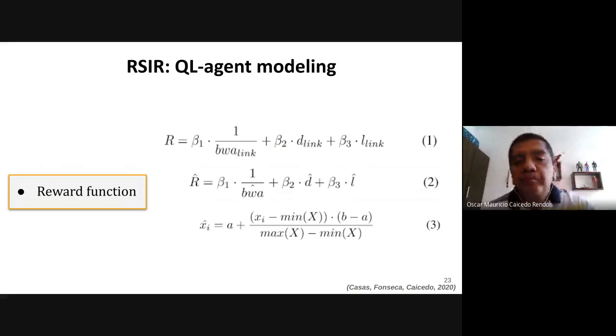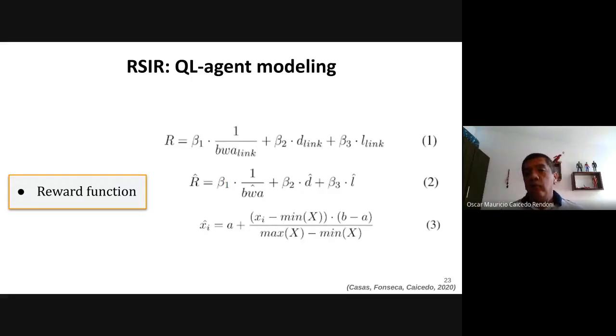Okay, then here we need to define the reward function, how to qualify the execution of an action. In this case, our reward function is related to 3 performance metrics: the loss in the links, the delay in the links, and the bandwidth available in the links.